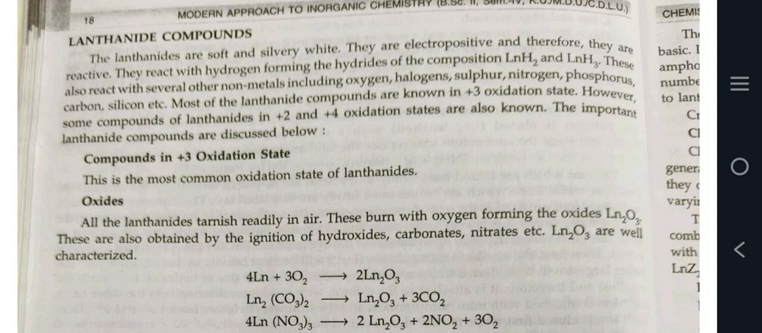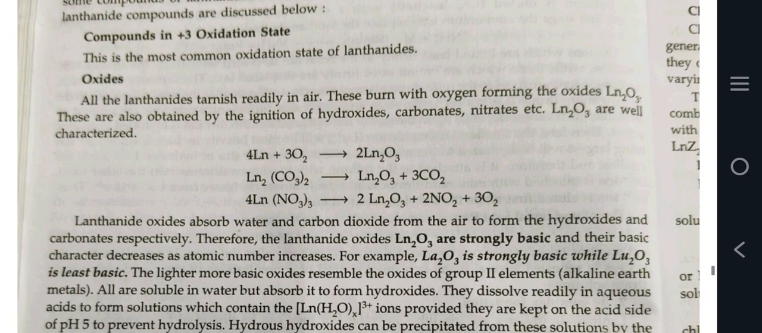Most of the lanthanide compounds are known in the +3 oxidation state. However, some compounds of lanthanides in +2 and +4 oxidation states are also known. The important lanthanide compounds are discussed below. Compounds in +3 oxidation state. This is the most common oxidation state of lanthanide oxides. All the lanthanides tarnish readily in air.